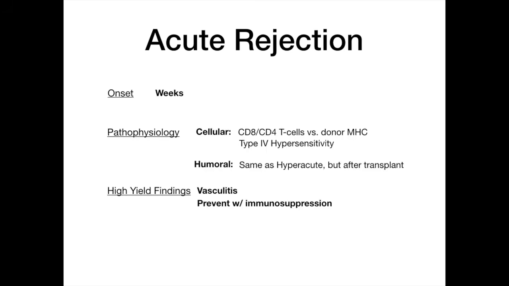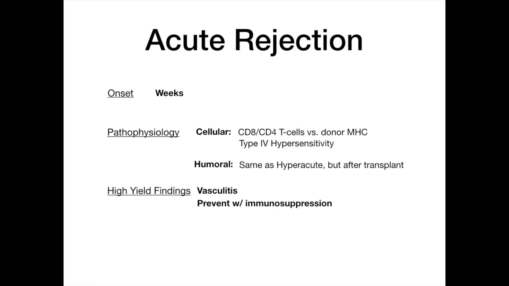Okay, so the onset for this one is within weeks. The pathophysiology here has two different parts. It can either be a cellular response or a humoral response. In the cellular side, CD8 and CD4 T cells go against the donor MHC, and this is a type 4 hypersensitivity reaction. You've got to study a little bit of immunology, otherwise this won't make any sense.